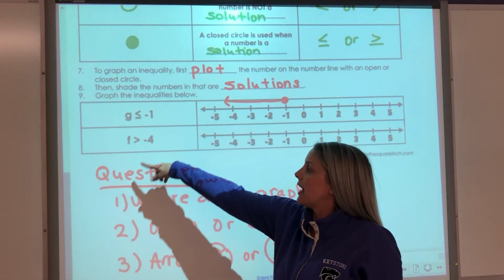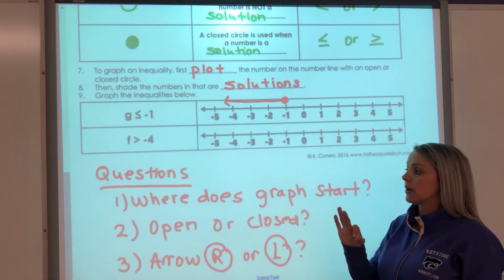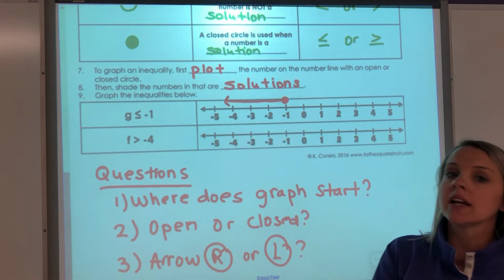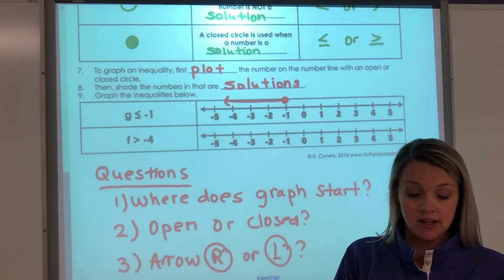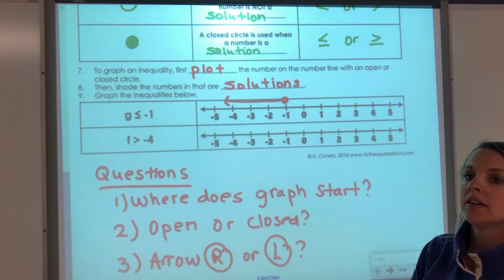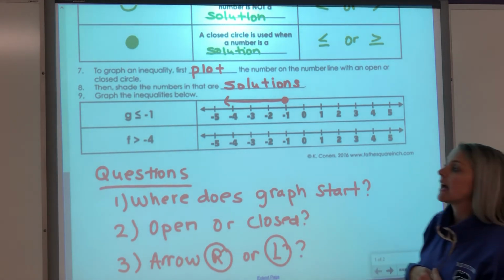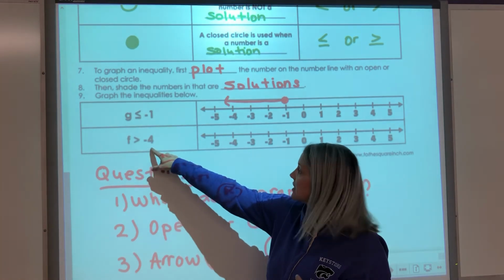This next one, f is greater than -4. So again, 3 questions. Where does my graph start? What kind of circle am I going to have at the starting point? And then which way is my arrow going to point? To the left or to the right? Again, your graph starts at your value. So your graph is going to start at -4.